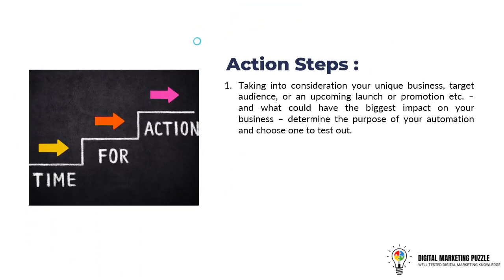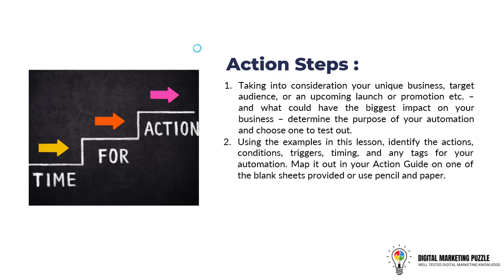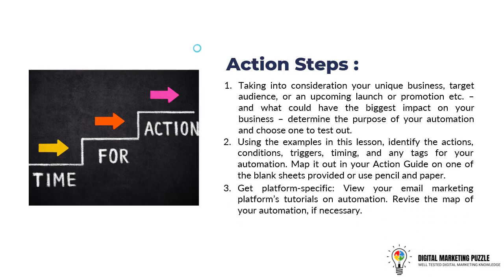Action steps. 1. Taking into consideration your unique business, target audience, or an upcoming launch or promotion, and what could have the biggest impact on your business, determine the purpose of your automation and choose one to test out. 2. Using the examples in this lesson, identify the actions, conditions, triggers, timing, and any tags for your automation. Map it out in your action guide on one of the blank sheets provided or use pencil and paper. 3. Get platform specific. View your email marketing platform's tutorials on automation. Revise the map of your automation if necessary.